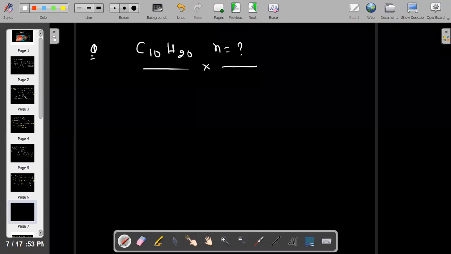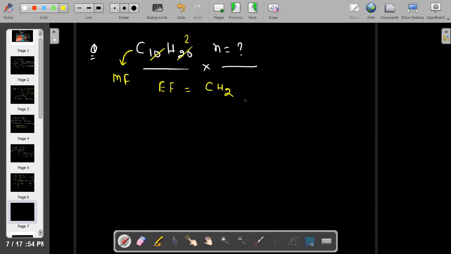Now do fast. What is the value of n? Yes, I received the message. Dhanu 10, Ajam 10, 10, 10, 10. All are telling 10. Let's check once. First of all, this is what? You will say, sir, this is the molecular formula. So what is the empirical formula? The ratio is 2 times, so CH2 is the empirical formula.